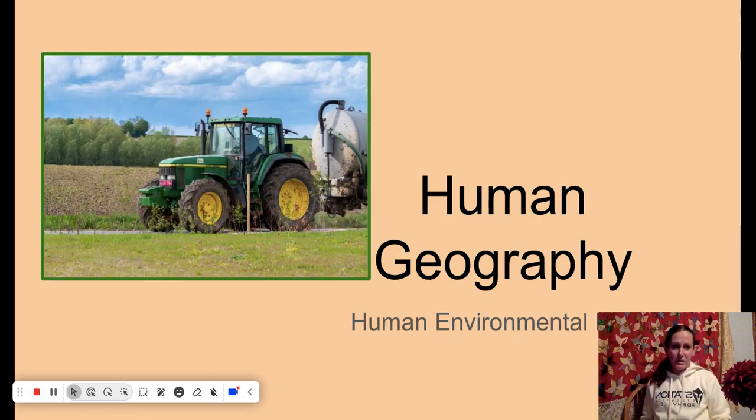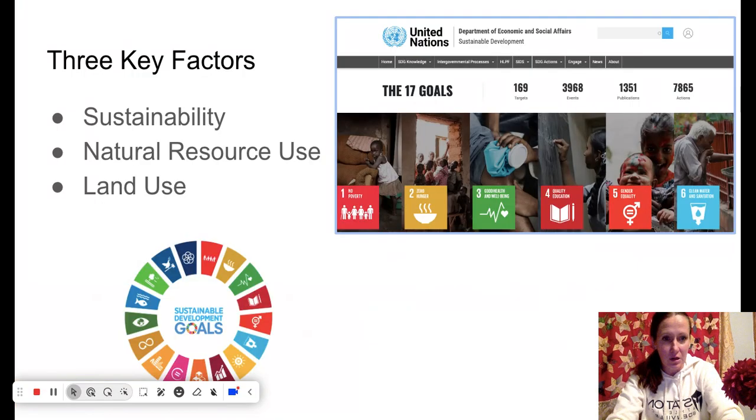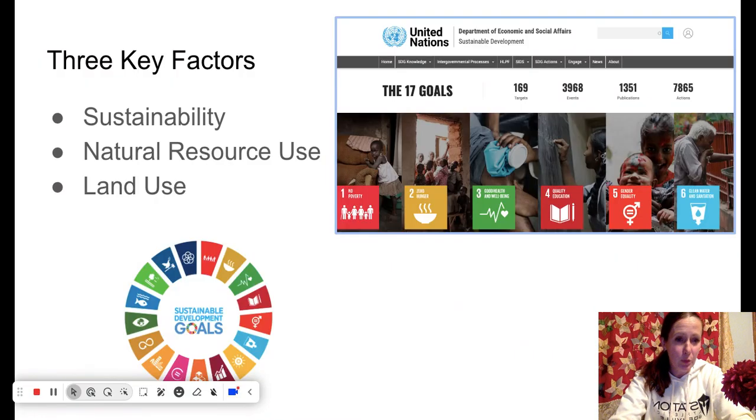So human environmental interaction. This one we're actually not going to talk about maps, so that might make you happy. If you miss maps, don't worry, we can talk about them some more later. But when we talk about human environmental interaction, it's just what the name suggests. It's humans interacting with the environment, right? And that can have lots of impacts in many different ways.